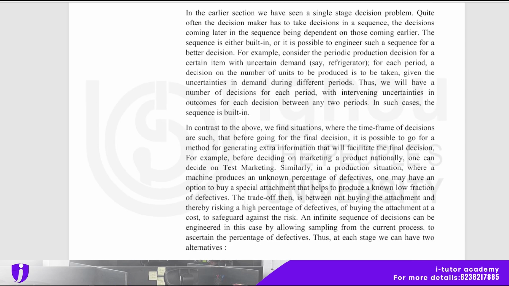For example, consider the periodic production decision for a certain item with uncertain demand. For each period, a decision on the number of units to be produced is to be taken given the uncertainties in demand during different periods. Thus, we will have a number of decisions, one for each period, with the intervening uncertainties in outcome for each decision between any two periods. In such cases, the sequence is built in.